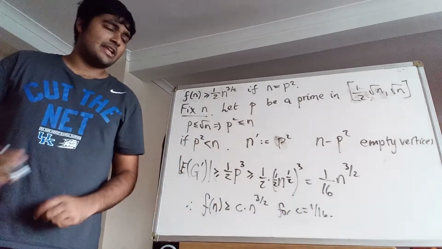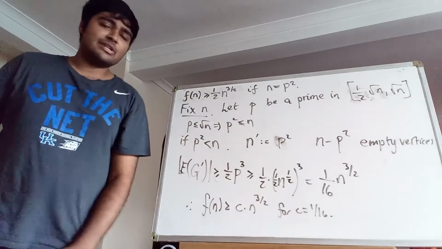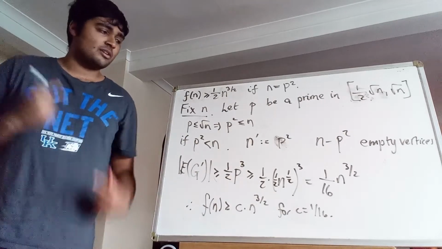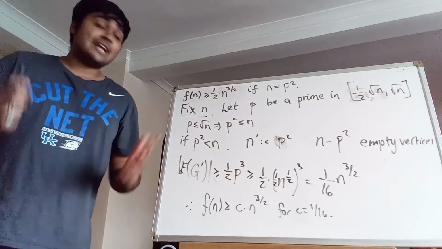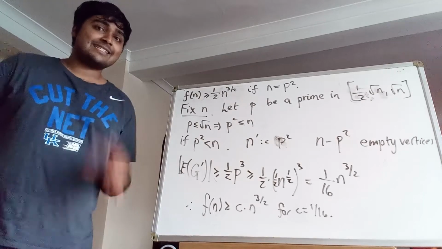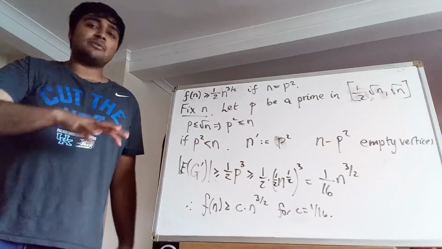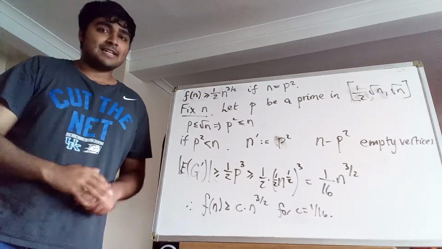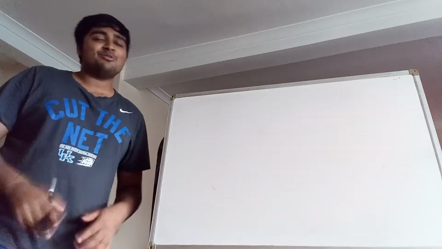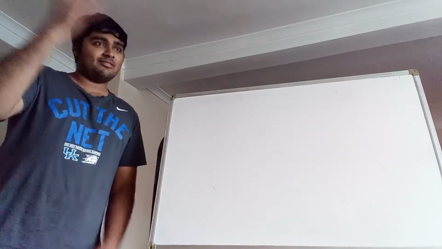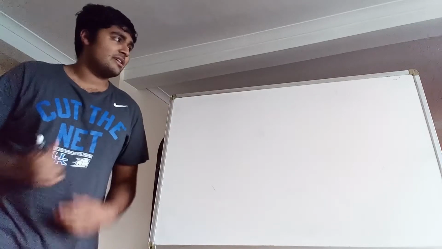And now at the end of the video, I'll quickly mention how potentially you can think about making this c a bigger number, so kind of strengthening the bound. But for now, we've solved the lower bound case. Let's move on to the upper bound case, i.e. proving that f of n is less than or equal to some constant big C times n to the 3 over 2. Okay, so now we're going to prove that f of n grows at most some constant times n to the 3 over 2.